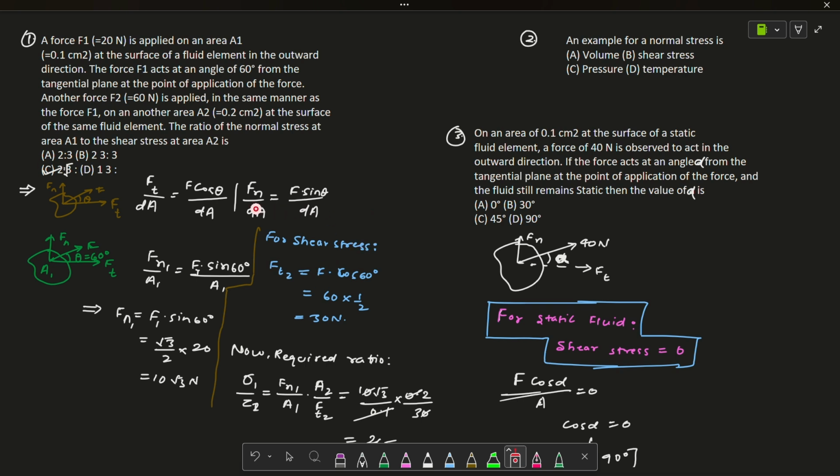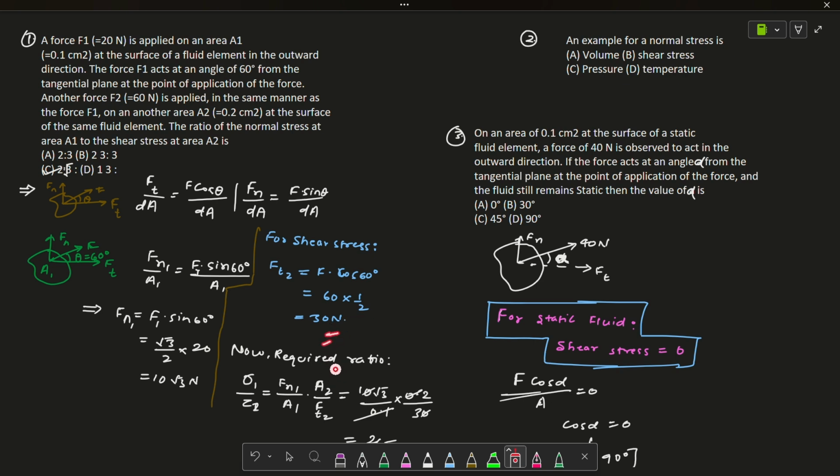Now similarly, we will move to area A2. For area A2, they are asking the shear stress, so we will find the tangential force. dA will get cancelled, so Ft is equal to F cos theta. F is given here as F2, that is 60 Newton, times cos 60, which is 1 by 2. So it will become 30 Newton.